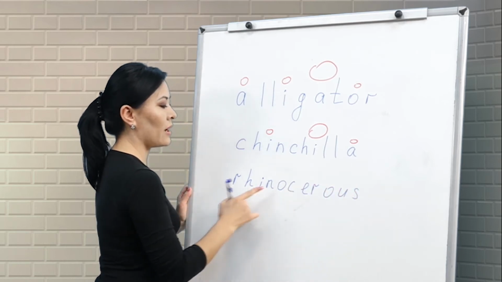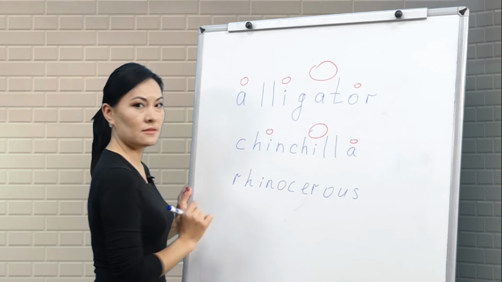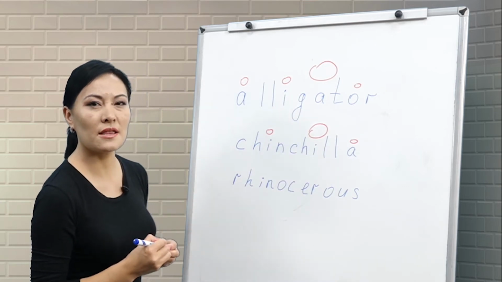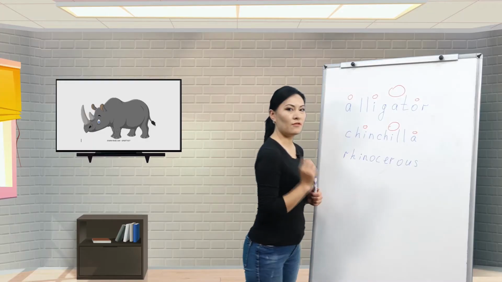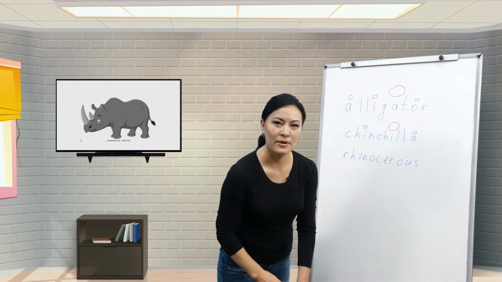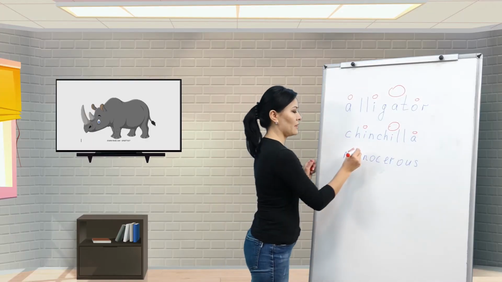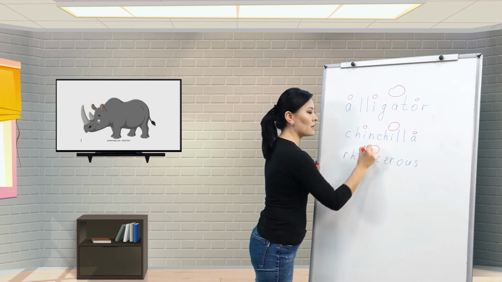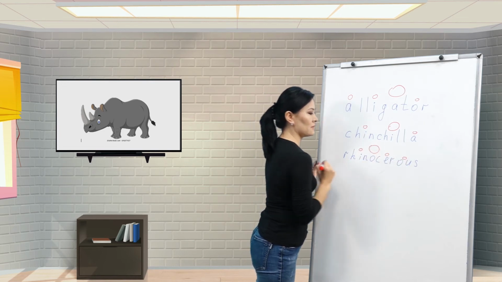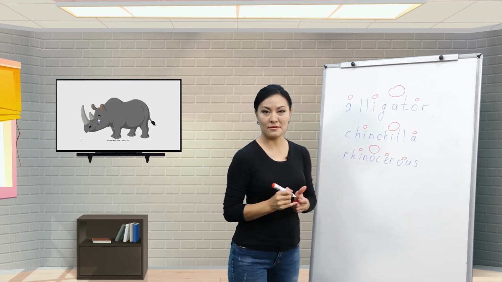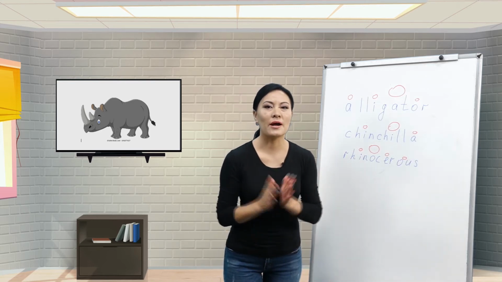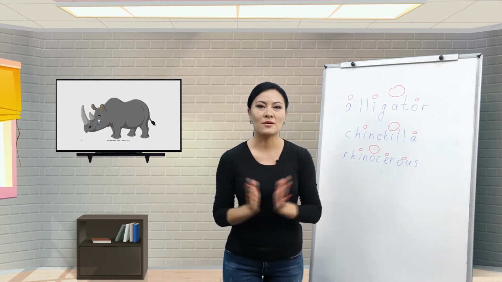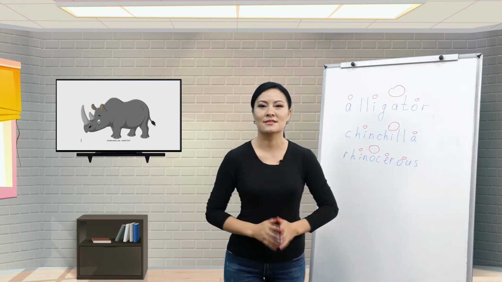R-H-I-N-O-C-E-R-O-U-S. Rhinoceros. How many syllables are there? Rhinoceros. 4 syllables. Where is the stress? Rhinoceros. On the second syllable. Let's clap the word together again. Rhinoceros. Good job.